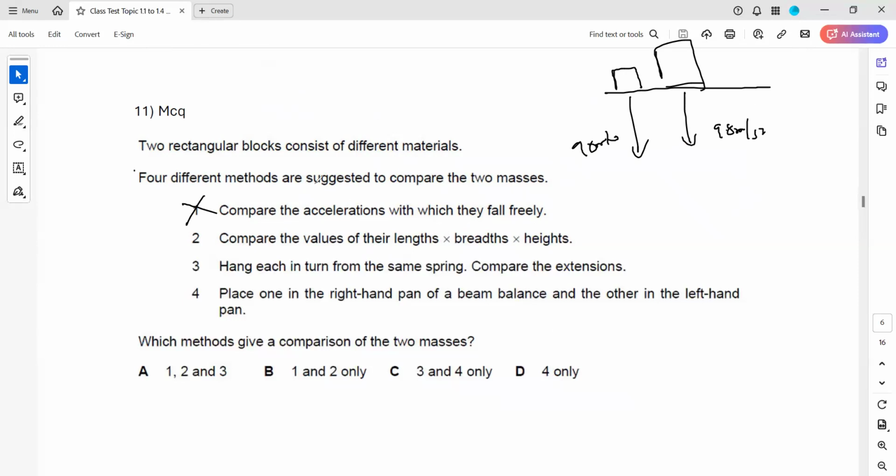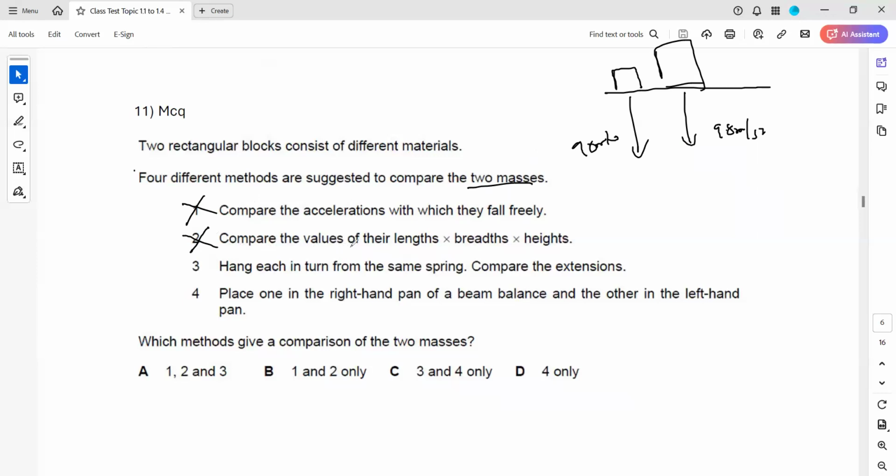Because we want different methods to compare the masses. Using length, width, and height, we can compare their volumes, but not the masses. We want to compare the mass, like which is heavy and which is lighter. So measuring a volume does not give an indication about heavy or light.